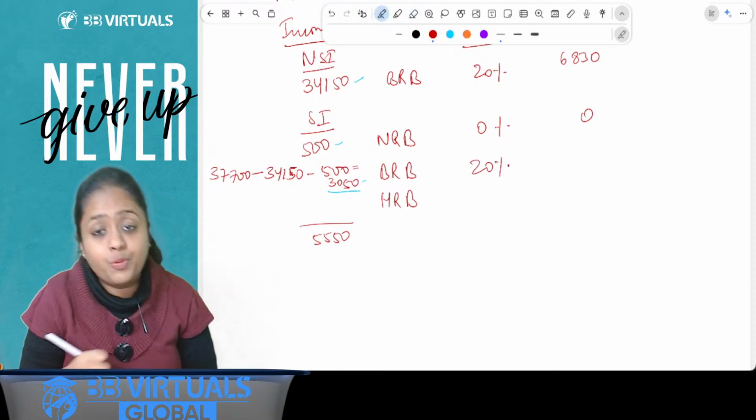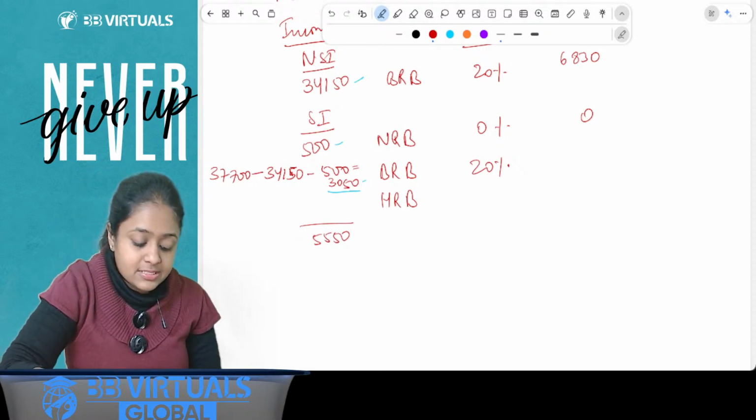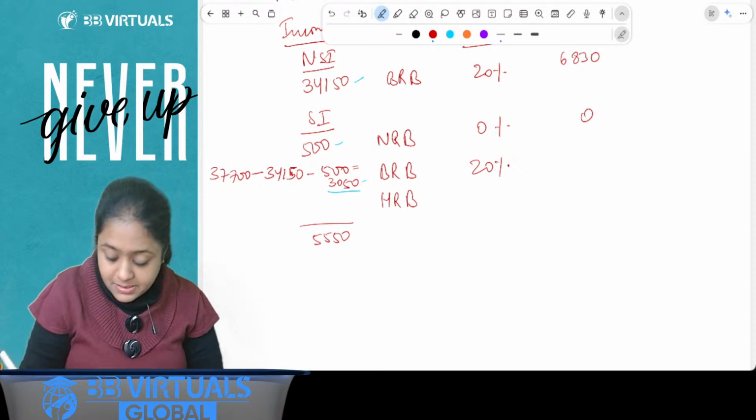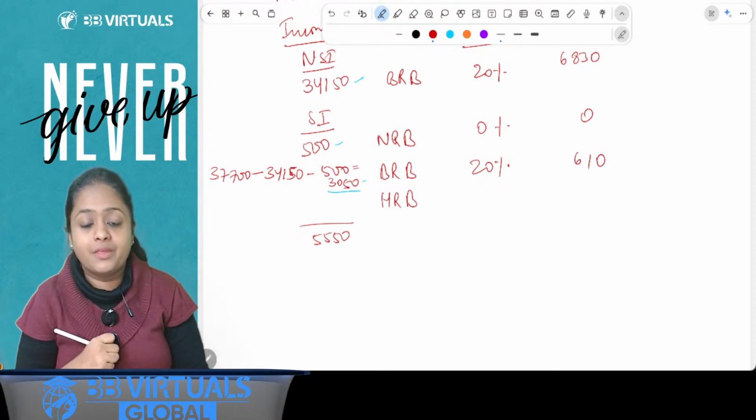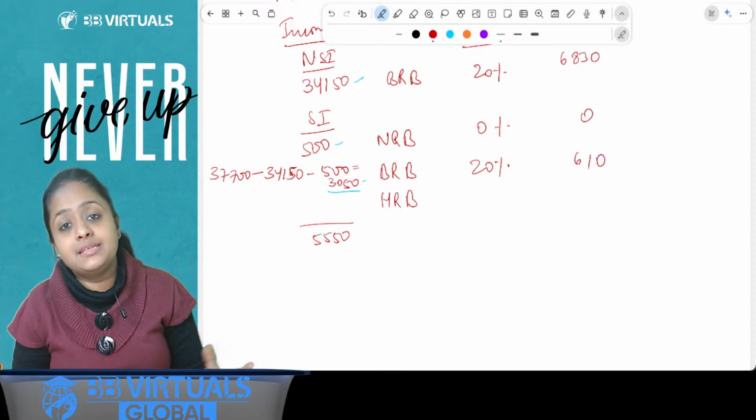This will be taxed at 20%. So how much is it? 3050 multiplied by 20% is 610. And now let's see what is the remaining savings income.